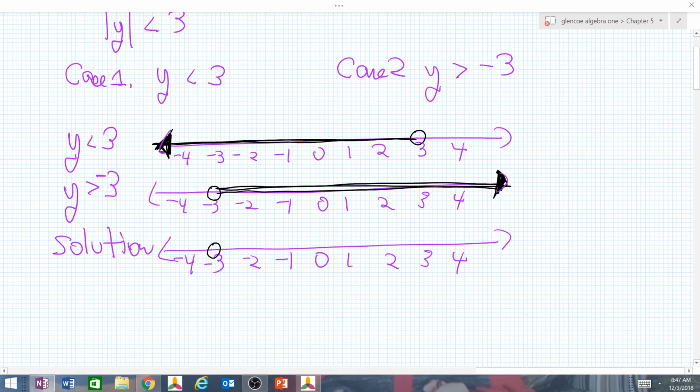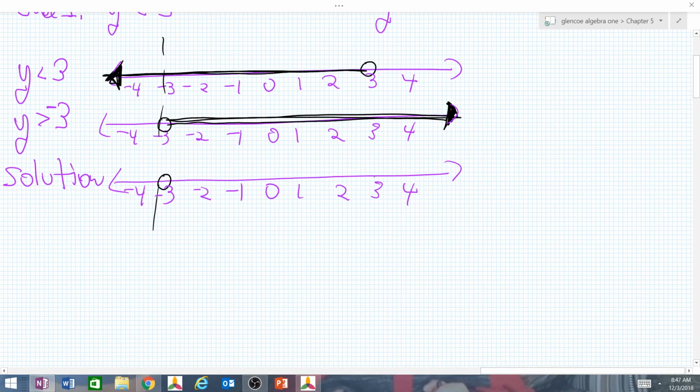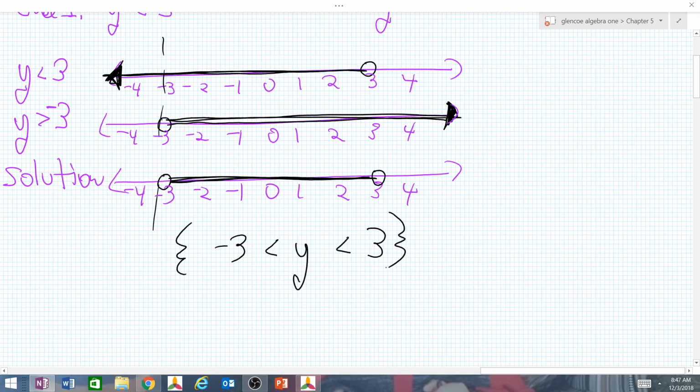And what kind of circle on 3? Open. You got it. And then what am I going to shade? Everything in between. Good job. And if I were to write it in set builder notation, it would be negative 3 is less than y is less than 3. Any questions?